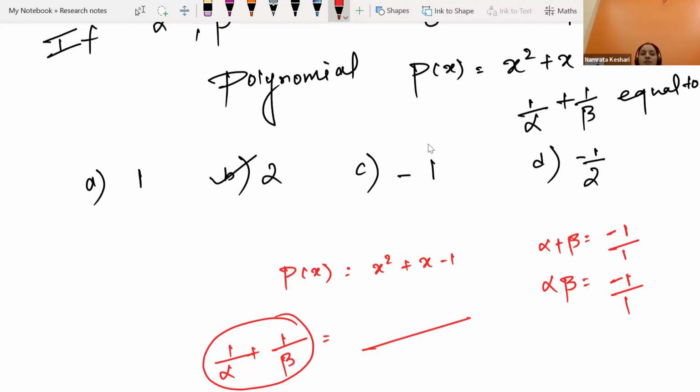Is it minus 1? No, 1. 1 by alpha plus 1 by beta we are having. If we try simplifying it by taking the LCM, what will be the LCM? 1 or alpha beta? What did you do? Tell me.